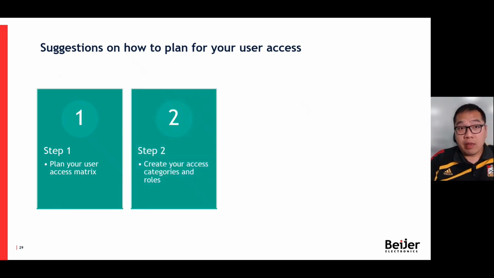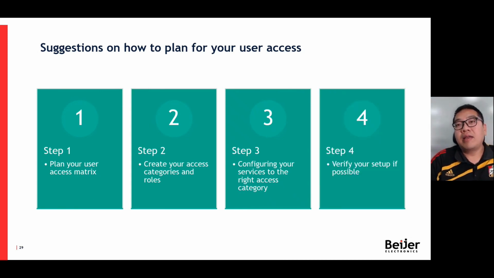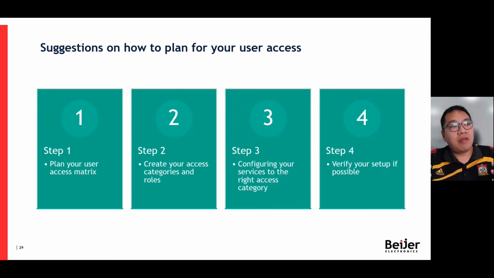And then step two, create the different access categories and roles accordingly. Give them a proper naming convention so you know what that access category and role is. Next, you have to configure, like I mentioned in the previous few sections of the training, where we went through how to configure the right services to the right category. And finally, the last step is to verify once you have set up. Ask your different users to log in to make sure that they have the different views that they require, or do not have, in this case as well.